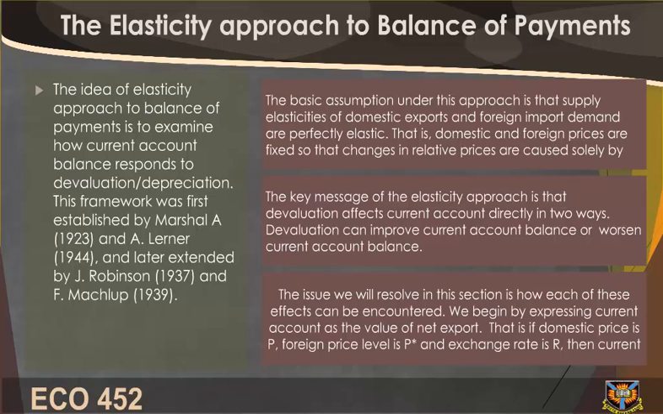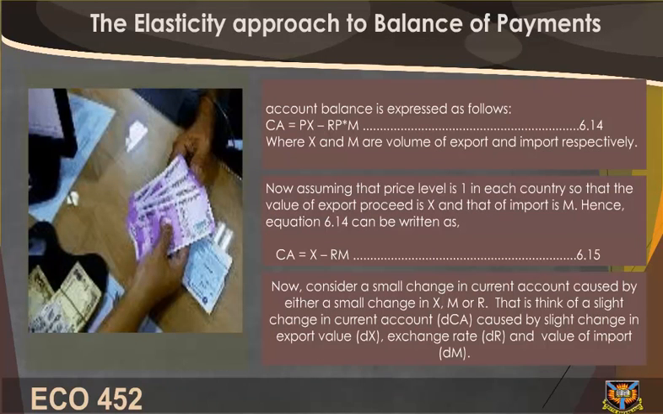The key message of the elasticity approach is that devaluation affects current account directly in two ways. Devaluation can improve current account balance or worsen current account balance. The issue we will resolve in this section is how each of these effects can be encountered. We begin by expressing current account as the value of net export. That is, if domestic price is P, foreign price level is P*, and exchange rate is R, then current account balance is expressed as follows, where X and M are the volume of export and import respectively.